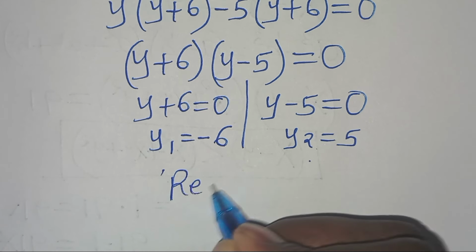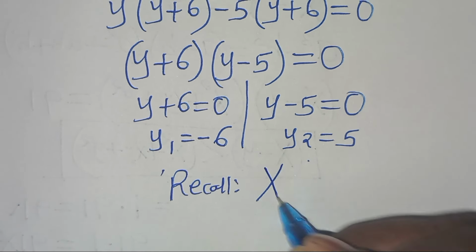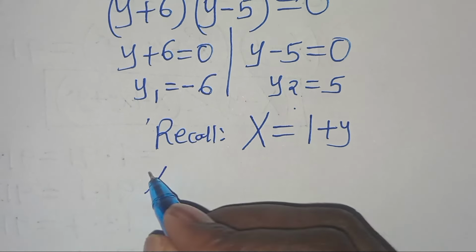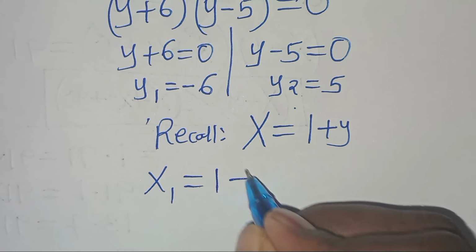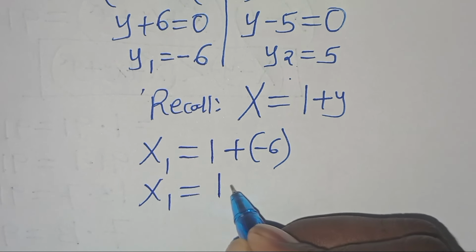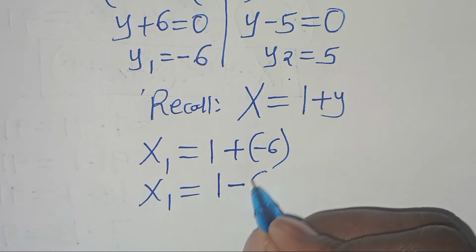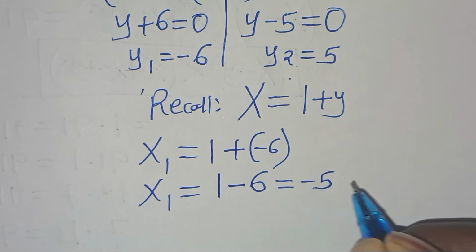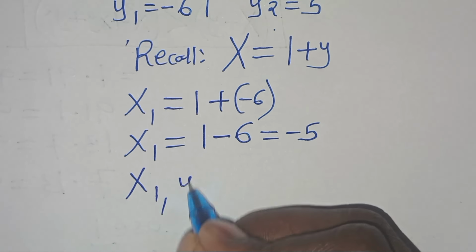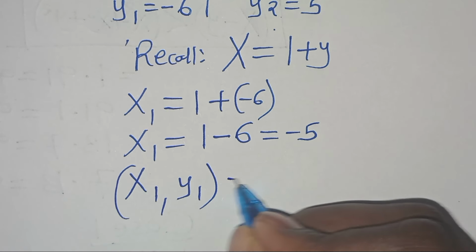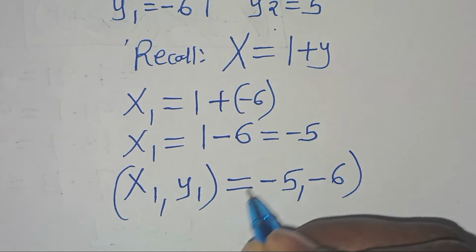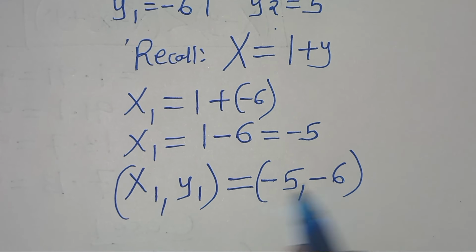If you recall, we have that x is equal to 1 plus y. So x1 is equal to 1 plus minus 6, and this means that x1 is equal to 1 minus 6, which is equal to minus 5. So we have the first set of solution here, x1 comma y1, equal to minus 5 comma minus 6. So this is the first set of solution that we have.